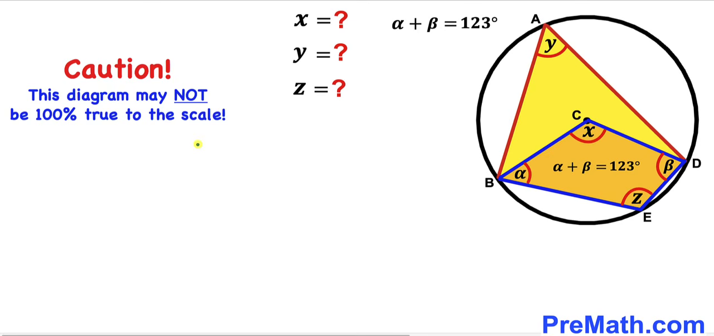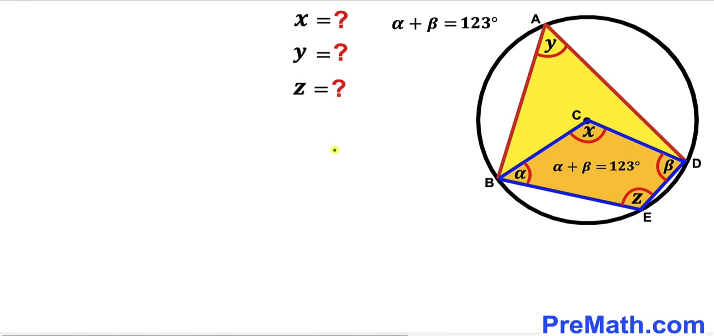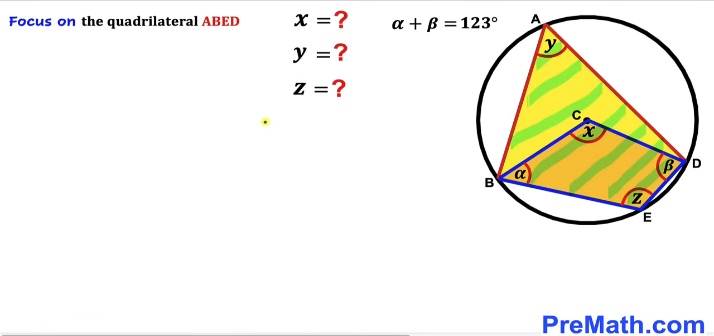Please keep in mind that this figure may not be 100% true to scale. Let's go ahead and get started. Here's our very first step. Let's focus on this quadrilateral ABED. Just disregard these radii BC and CD.